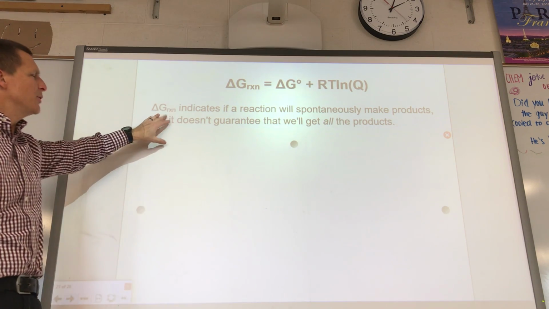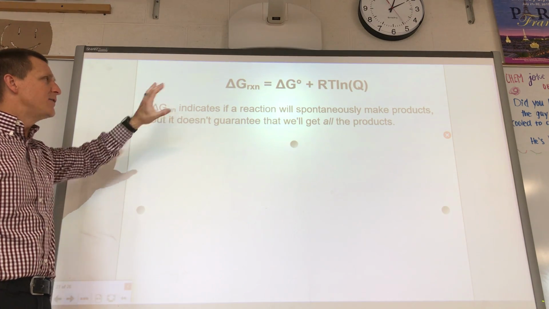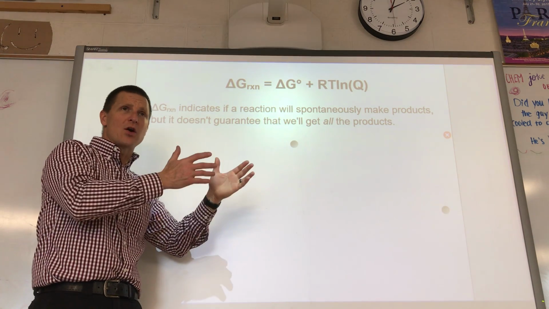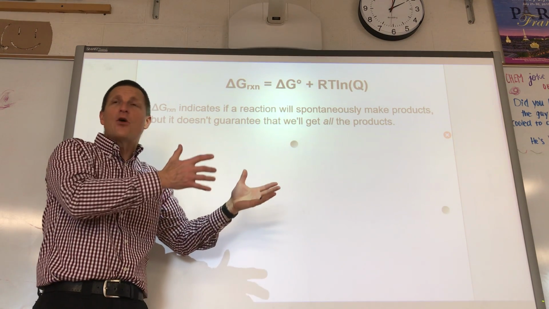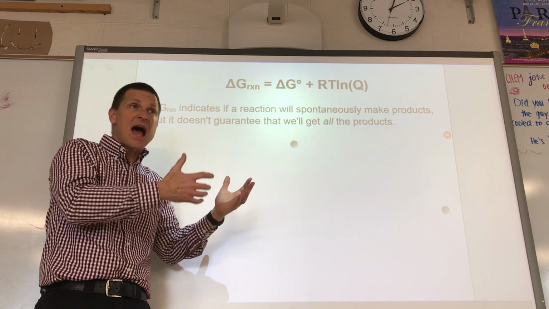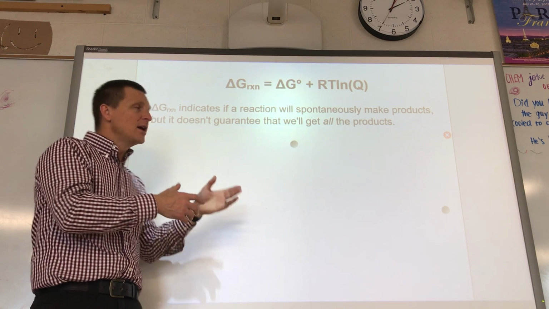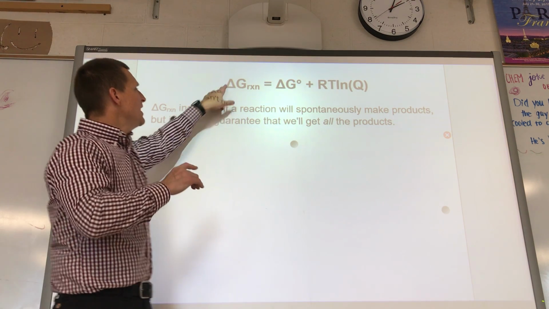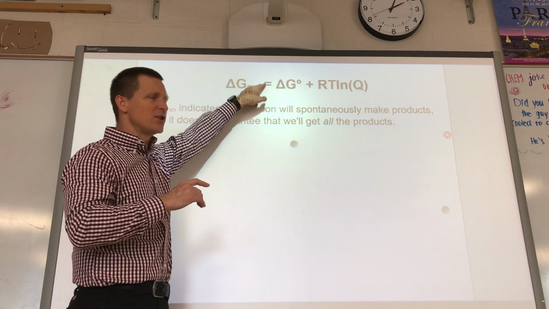So the implication with this sentence is this. If delta G is negative, it's going to go to the right. But it doesn't necessarily mean it's going to go to the right all the way and run out of a reactant. It might stop before it runs out of reactants. And the entire story is written by this delta G term.